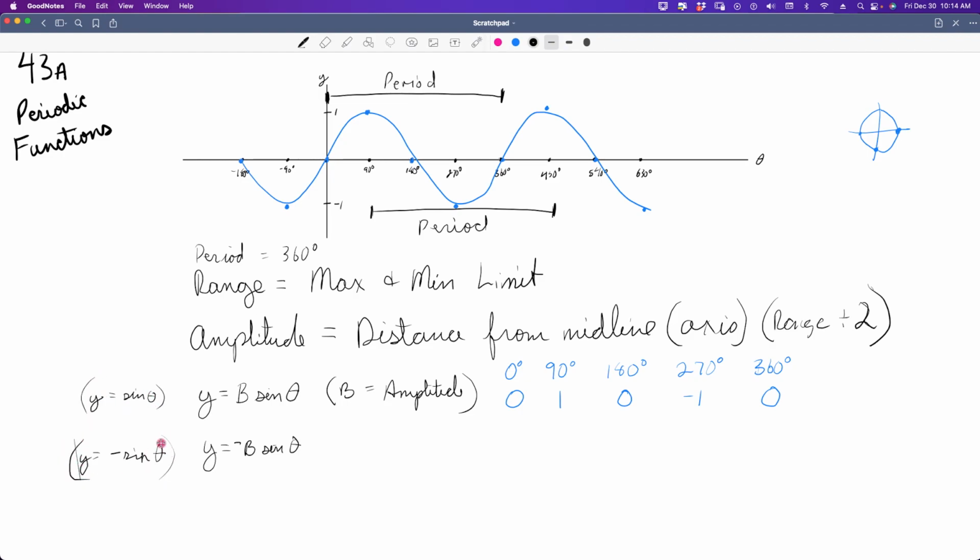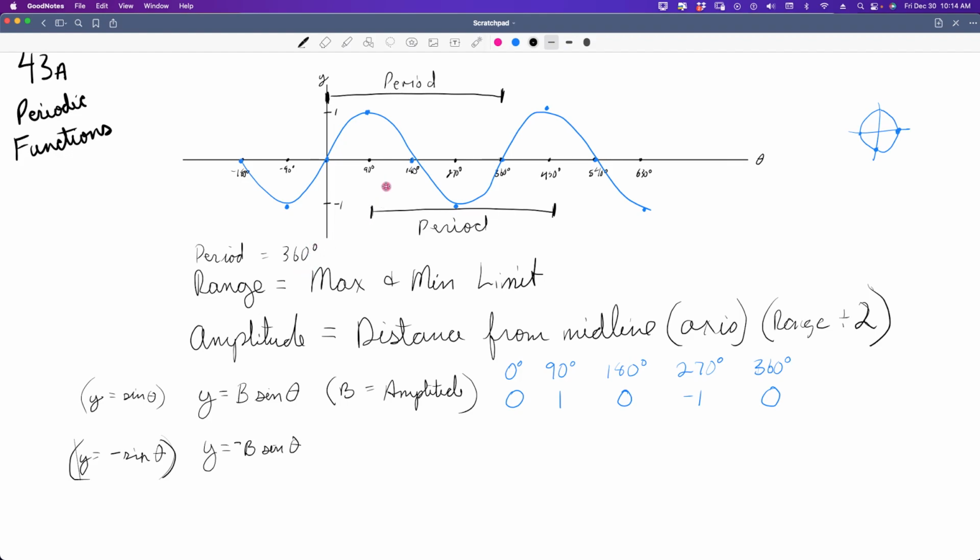Now, b, again, is your amplitude. So if this went all the way up to 6 or 3 or 2, then you would have the whole number that it goes up to. So that would be 2 sine. If this went up to a number 2, this would be y equals 2 sine of theta. If it is a negative number, I'll show you how that works.